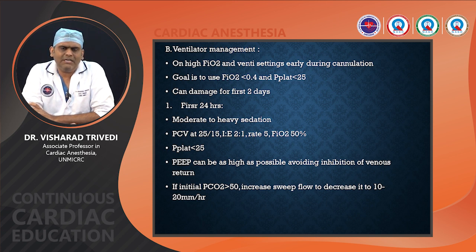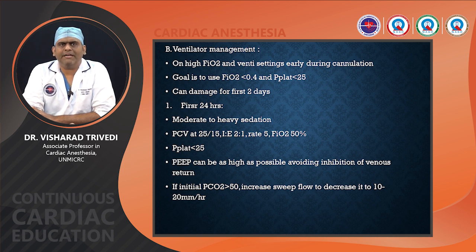So that is actually lung protective strategies. In the first 24 hours, you have to keep the patient moderately to heavily sedated. Pressure control ventilation should be kept at 25 inspiratory pressure with 15 of PEEP. Inspiratory expiratory ratio should be at 2:1 with a respiratory rate of 5. FiO2 of 50% should be kept and plateau pressure should be less than 25. So these are all parameters of basically lung protective ventilation.